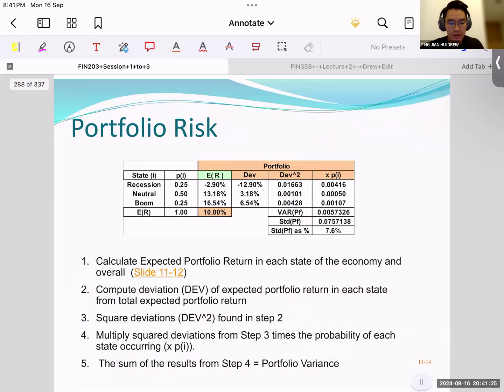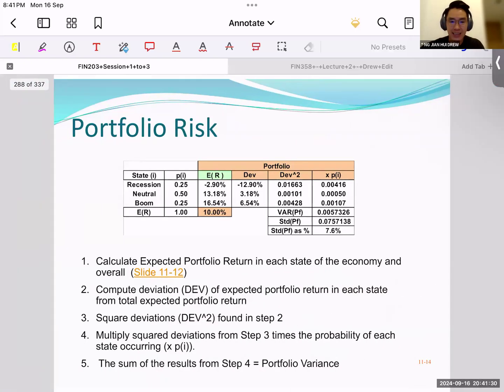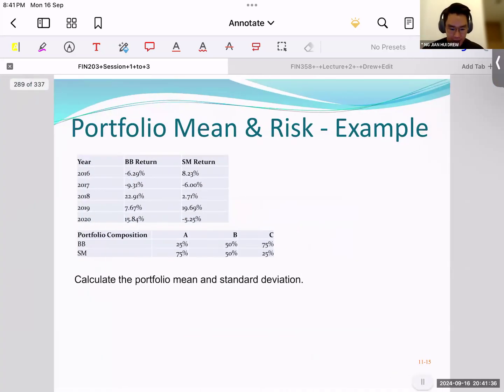Right. So I generally do not like to do these two slides, because I have a better slide that can illustrate what portfolio standard deviation is. Okay, so let's look at this example here, which shows how we calculate portfolio standard deviation.